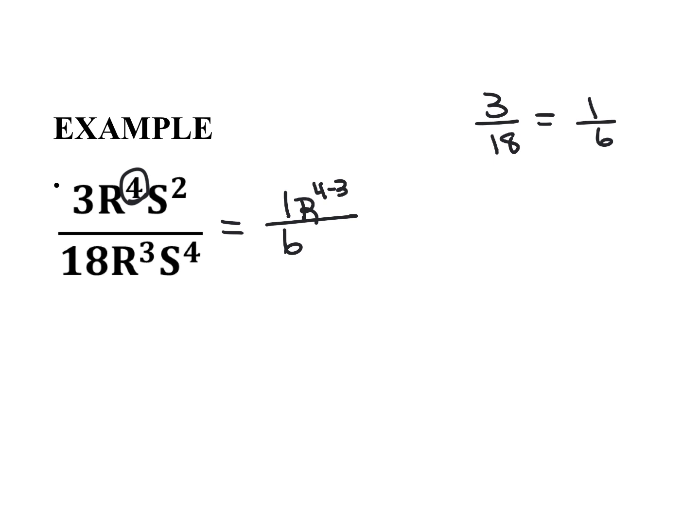I'll look at my s's. I have s squared on top and s to the fourth on the bottom. Largest degree of s is on the bottom, therefore s goes on the bottom, and I subtract. Then I simplify. I have 1 over 6, r to the 4 minus 3 power, which is going to be 1, s to the 4 minus 2 power, which is going to be 2.